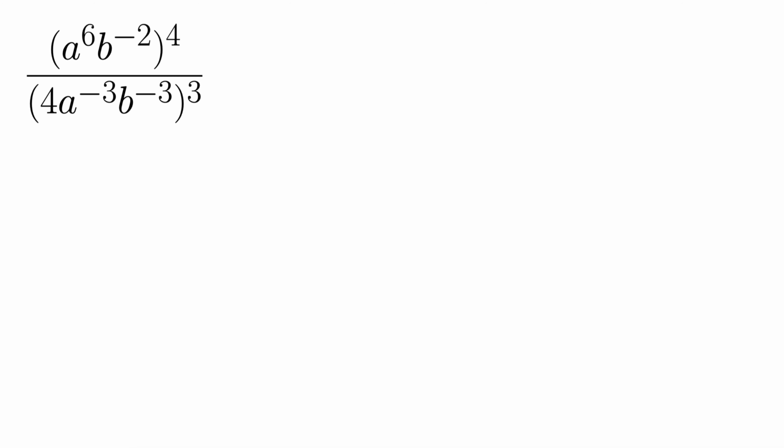Okay, this example is a little more complicated. We have the quantity a to the 6th b to the negative 2, all raised to the 4th, all over the quantity 4a to the negative 3, b to the negative 3, raised to the power of 3. Let's bring in our rules of exponents, just in case you don't have them completely internalized yet.